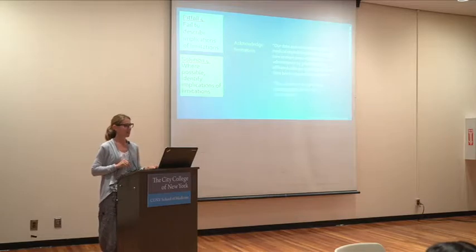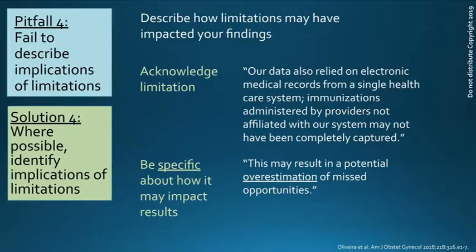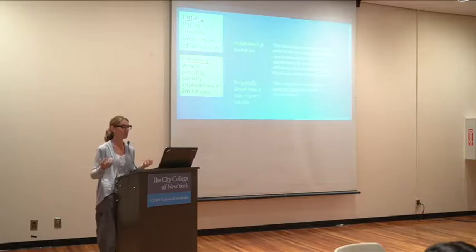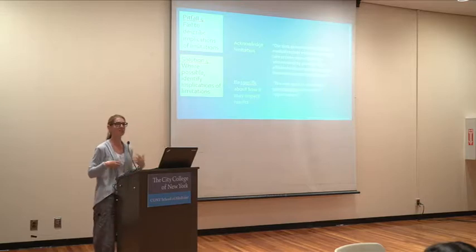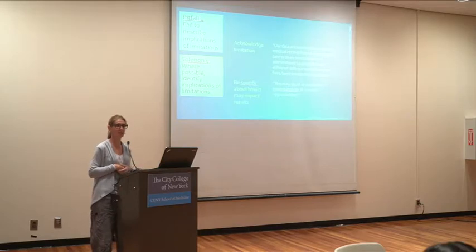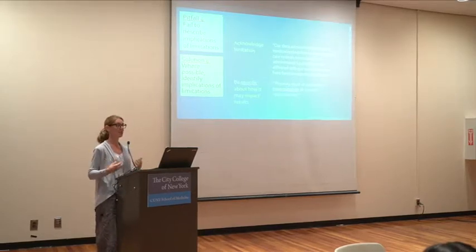So, without reading every word of this example, the first part acknowledges a particular limitation. But then the second part is really specific about how they think this limitation impacted the results. In this case, the authors felt that this limitation may have resulted in a potential overestimation of missed opportunities. It's not always possible to know this, but when you do have an idea about how the limitation may have played out in your study, it's really great to include that in the limitations and the discussion.